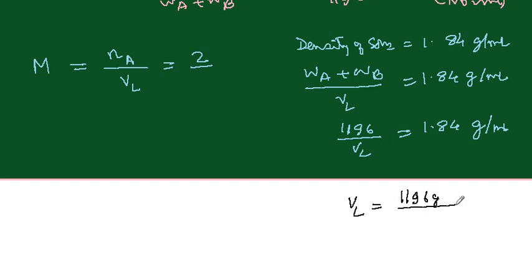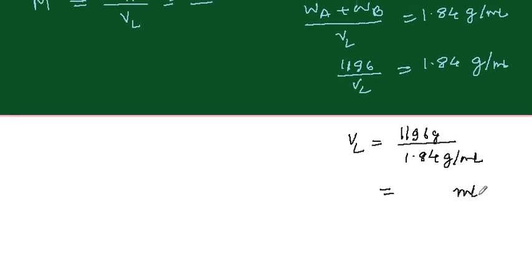1196 gram divided by 1.84 gram per ml. Okay, which means we'll get our answer in milliliter. So our value would be 650 milliliter. If we divide this by 1000, we'll get the volume in terms of liter. We can just cancel out the zeros. So this is 65 by 100, that is the volume of solution.